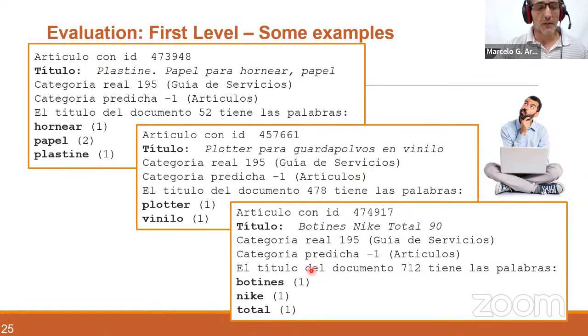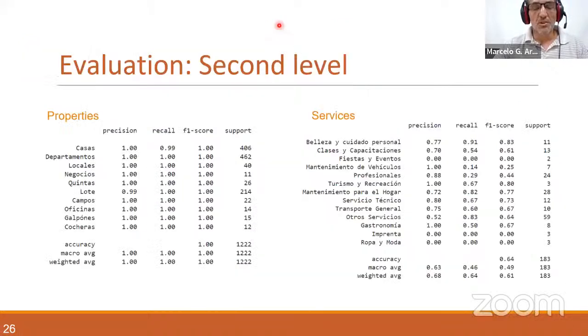Analyzing some examples of wrongly classified products, we can see that even for a human, it was difficult to see if the category assigned by the user was the correct one. For example, here we have one title that is plastilina, papel para hornear, papel. This is the text that we use to classify the ad. The real category was services, and the category that the algorithm predicted was articles, which at first sight might be correct. So we think that the results may even be higher.